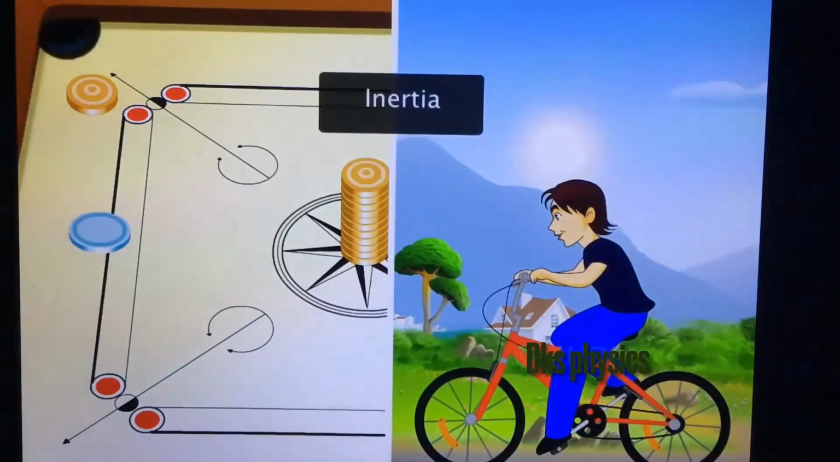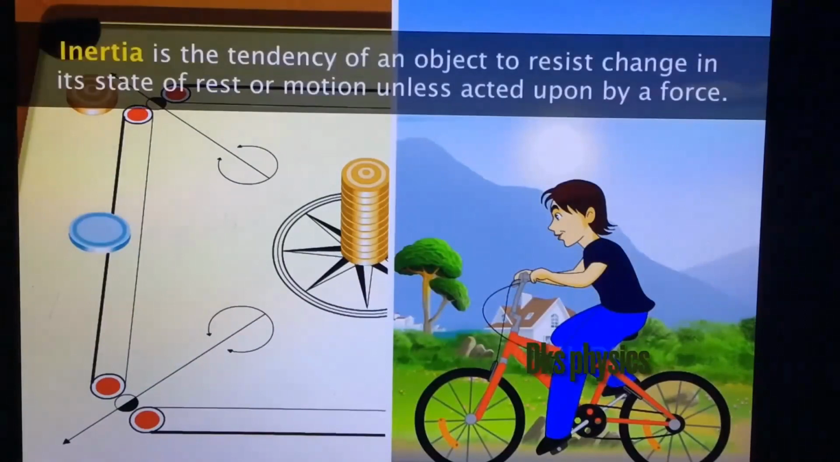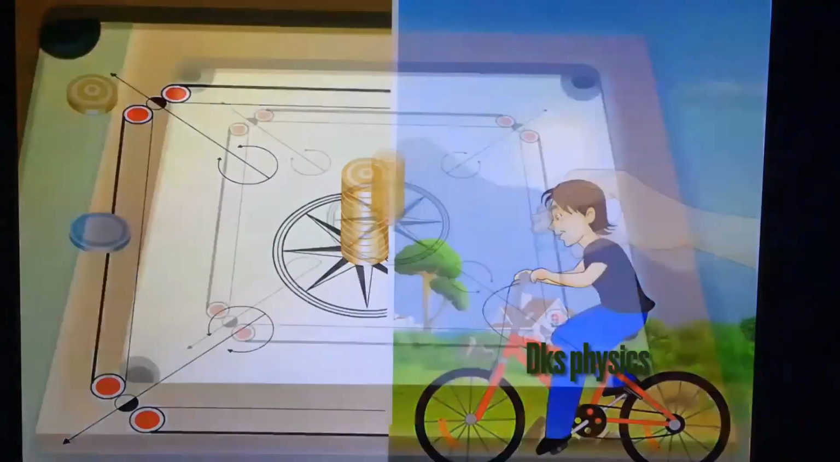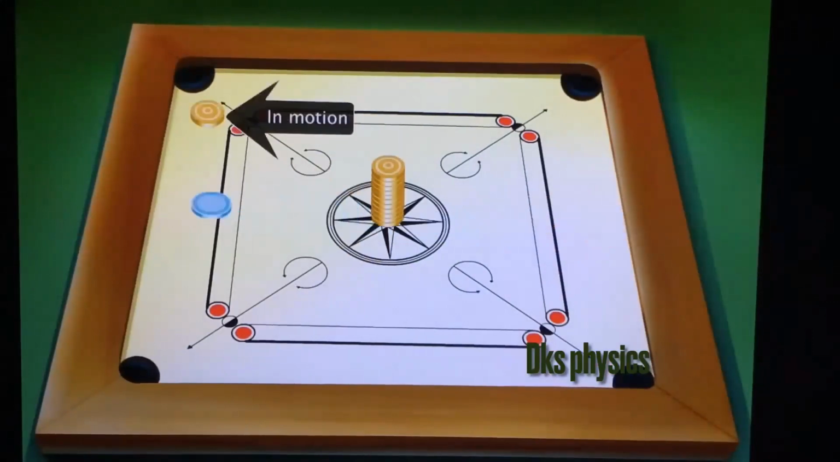Both these happened because of inertia. Inertia is the tendency of an object to resist change in its state of rest or motion unless acted upon by a force. When the striker hit the bottommost coin of the stack, only that coin changed its state of rest and came in motion, while the rest of the coins were intact due to inertia.